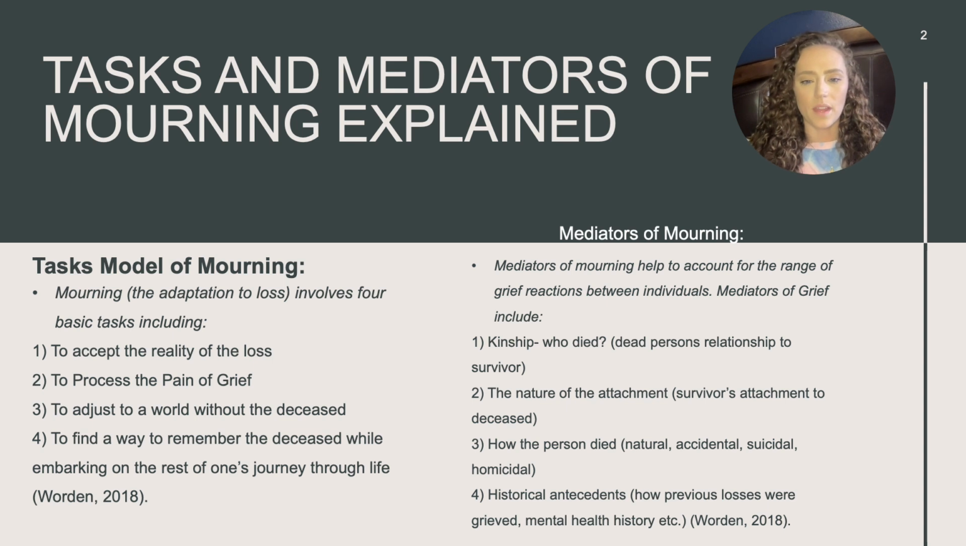Mediators of mourning. Mediators of mourning help to account for the range of grief reactions between individuals. Mediators of grief include 1. Kinship. Who's died? Dead person's relationship to the survivor. 2. The nature of the attachment. Survivor's attachment to the deceased. 3. How the person died. Natural, accidental, suicide, homicidal. 4. Historical antecedents. How previous losses were grieved, mental health history, and so on.